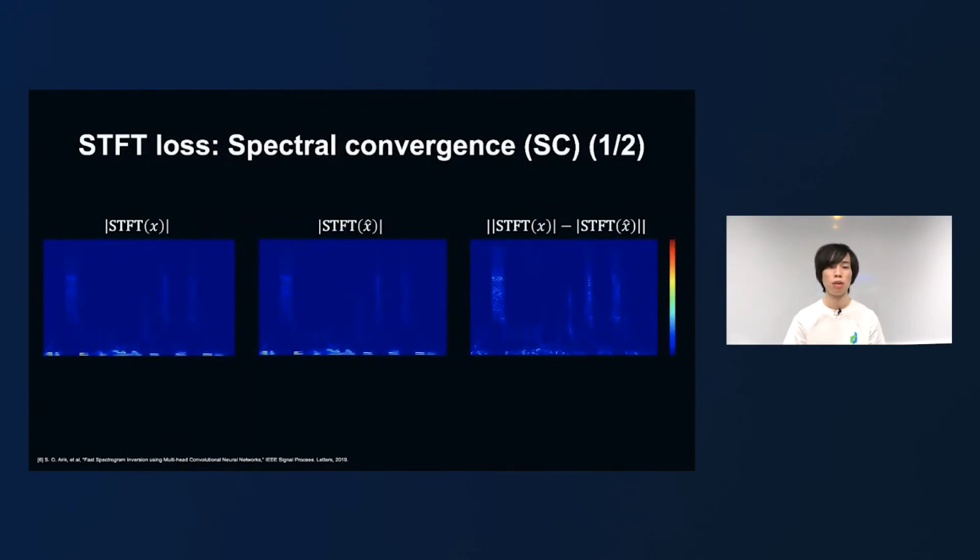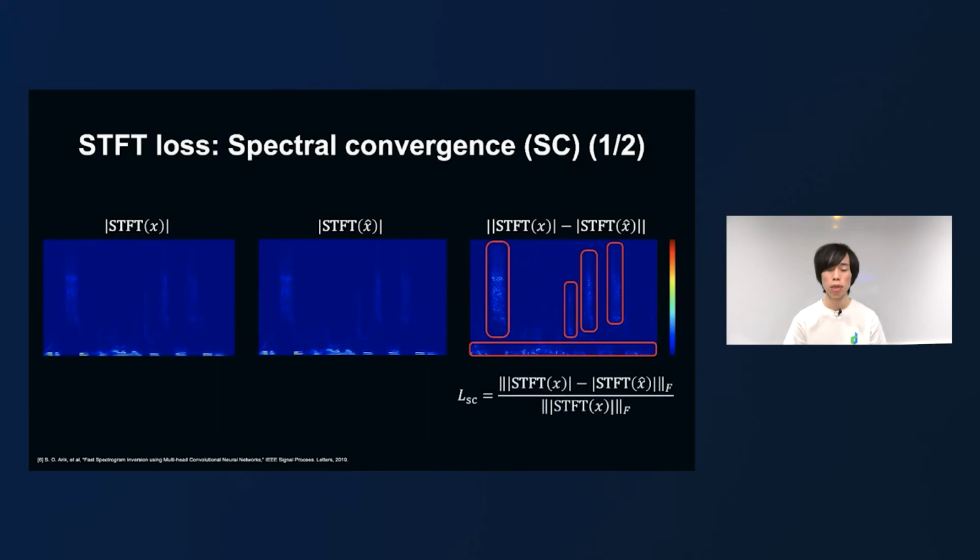The first loss function is called spectral convergence. From the left, the STFT of natural speech, the STFT of speech generated by the generator, and their difference are shown. The graph on the right shows that the low frequency and mid frequency components with high power are emphasized. By using this spectral convergence loss as an auxiliary loss, the generator is trained to reproduce high-powered components centered on the low frequencies of the speech.